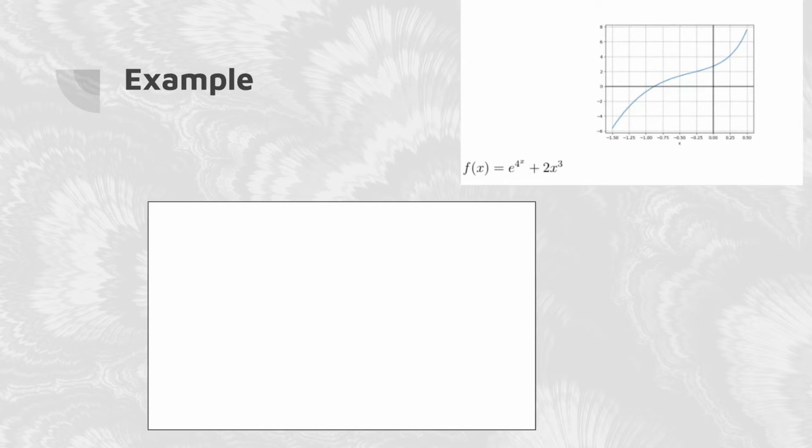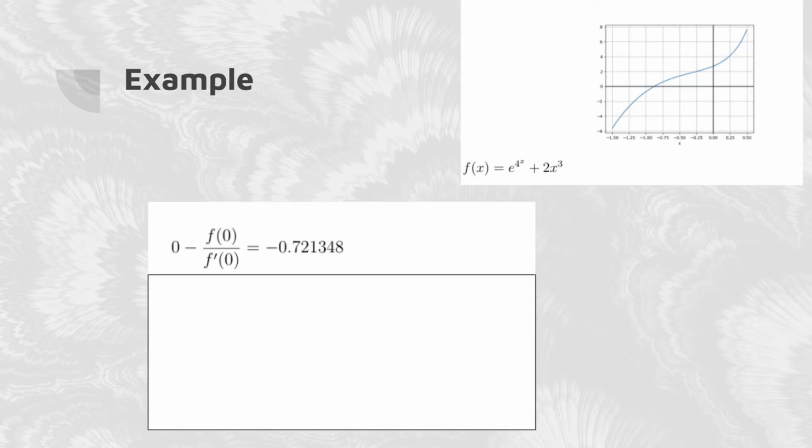So to find an example of this, we have f of x equals e to the 4x plus 2x cubed. And we can start with x naught equals 0. We're going to try and run Newton's method on this, and I wouldn't want to just find the root of this because it seems nightmarish, but with Newton's method we'll see it's very, very easy. So we'll start x naught equals 0, so we get 0 minus f of 0 over f prime of 0. Turns out that's negative 0.721348.